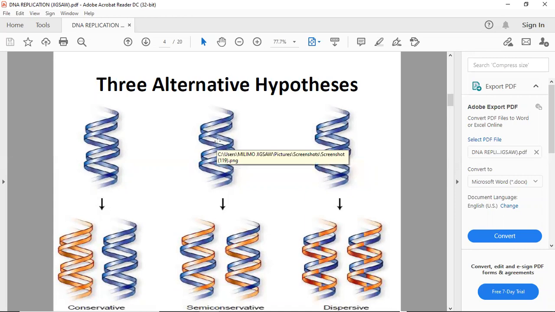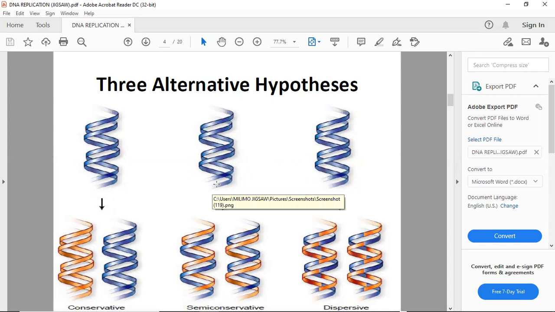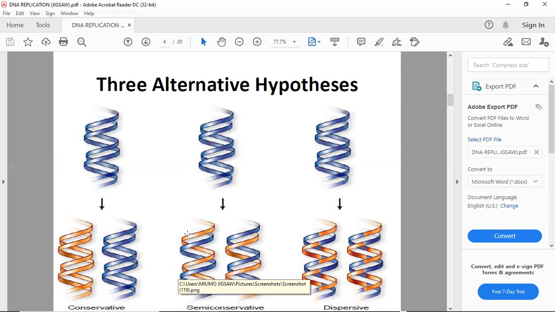So according to this one, if we have the old parental strand of DNA, which is the blue there, each could then be used as a template. So each strand could be used as a template for the synthesis of a new daughter strand. So this hypothesis is called semi-conservative because each new daughter DNA molecule would consist of one old strand, the blue one there, and a new strand, that golden color there. This is the semi-conservative hypothesis.